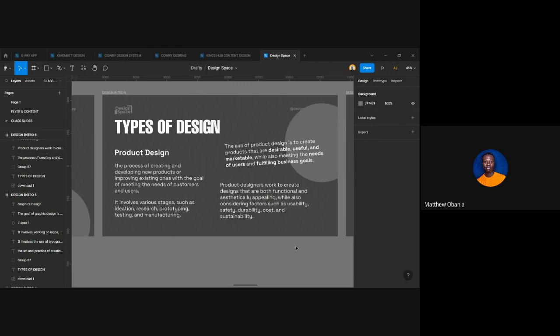Okay, so I mentioned that product designers work to create designs that are both functional and aesthetically appealing, and also consider factors such as usability, safety, durability, cost, and sustainability. I've mentioned all of these things. For instance, it has to be usable. Do you get what I'm saying? It has to be usable.